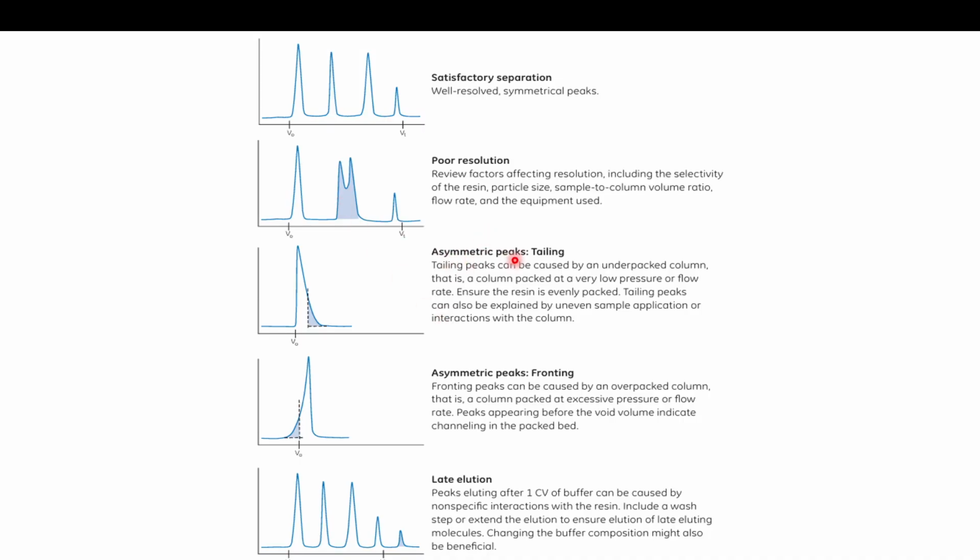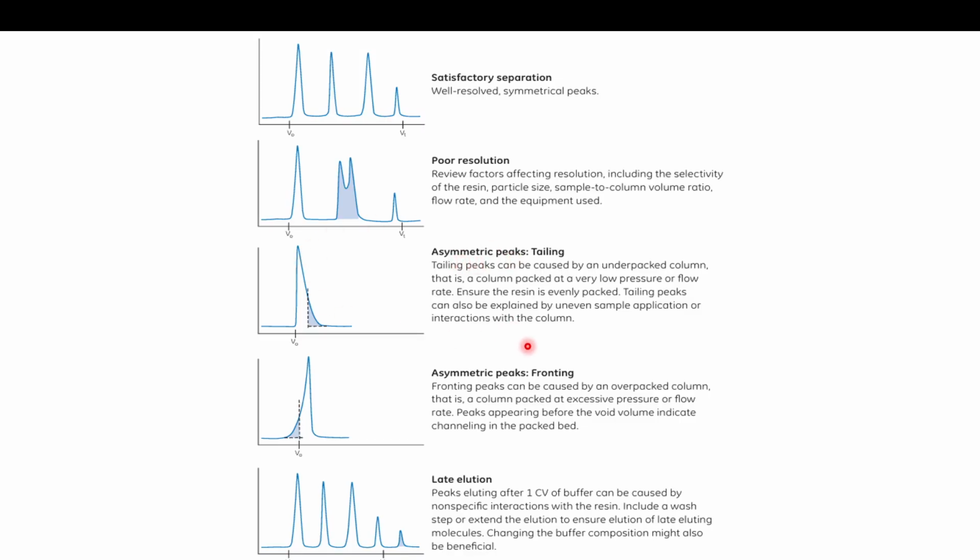There can be asymmetric peaks as well. You can see tailing as well. What happens during tailing actually is either the column is underpacked, or a column is packed at a very low pressure or at a very low flow rate. So we have to ensure that the resin is evenly packed. And tailing peaks can also be due to uneven sample application, or if there is any kind of interaction of your sample of interest with the column.